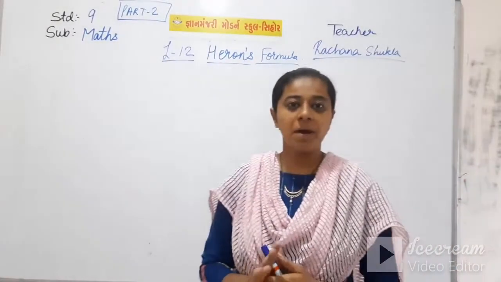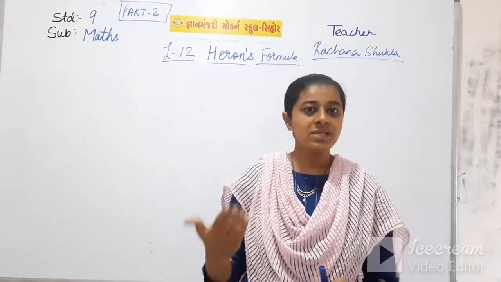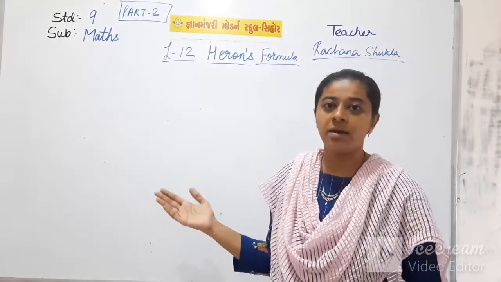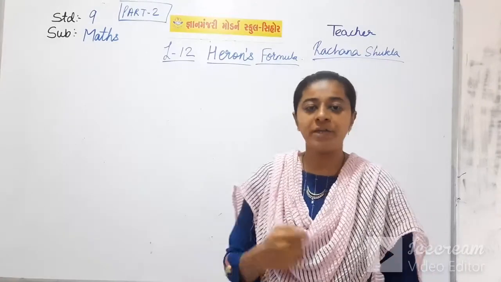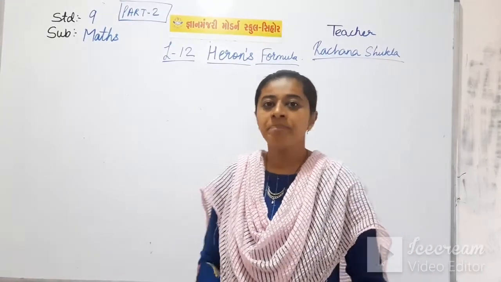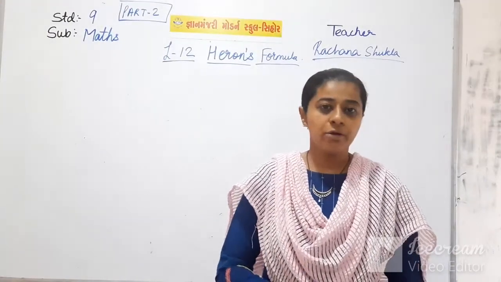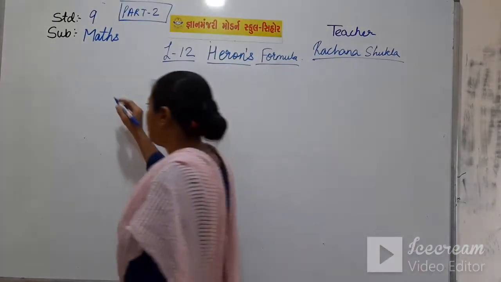In the previous video, we saw what is Heron's Formula, who is the scientist Heron who gave the formula of the area of triangle, and we learned 2 or 3 sums of finding the area of triangle through Heron's formula. In this video also we will see some of the sums of Heron's formula, area of triangle. So we will start with our sum.